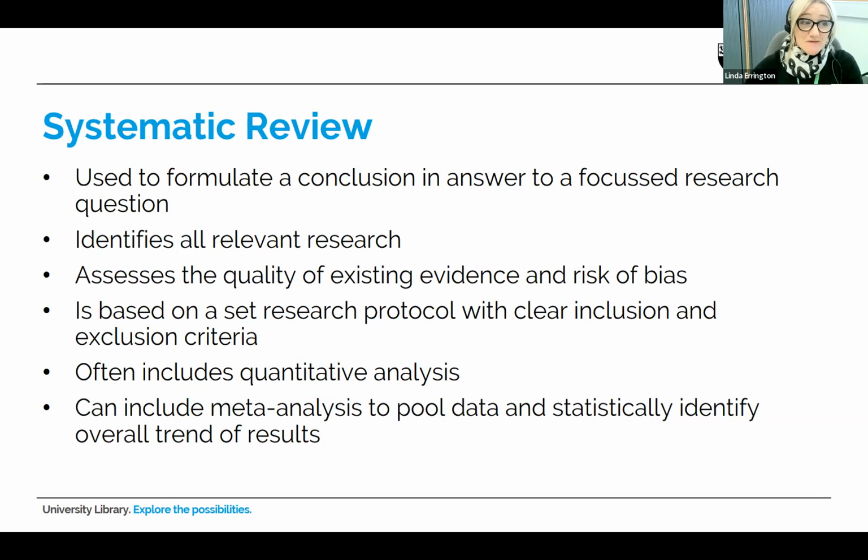So the systematic review is used to formulate a conclusion in answer to a focused research question. It will identify all relevant research and assess the quality of the existing evidence and the risk of bias. So critical appraisal and risk of bias assessment is mandatory in systematic reviews, and standardized tools have been developed to help with this element of the process.